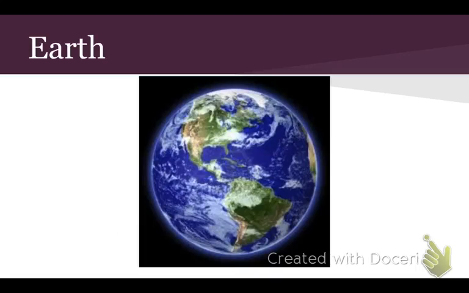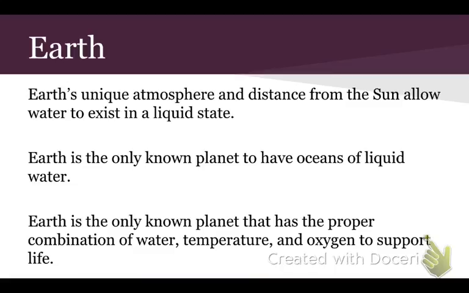Here's a picture of a planet we should all know very well. Earth's unique atmosphere and distance from the Sun allows water to exist in a liquid state. Earth is the only known planet to have oceans of liquid water. There has been ice found on other planets, but not liquid water. Earth is the only known planet that has the proper combination of water, temperature, and oxygen to support life.